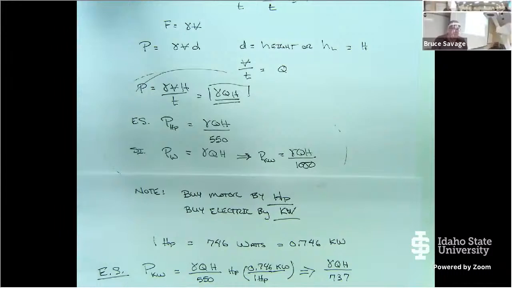So that is the technically accurate equation if I want to convert English system units, such as the specific weight and the flow rate in CFS, and the head in feet. I'd stick it in that equation and divide by 737 to get it into kilowatts.